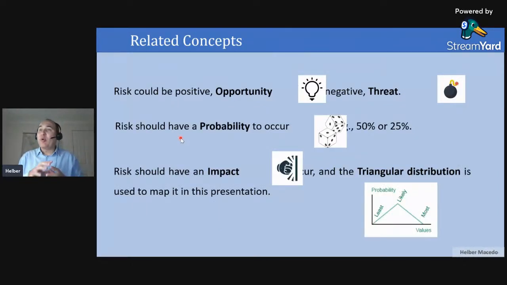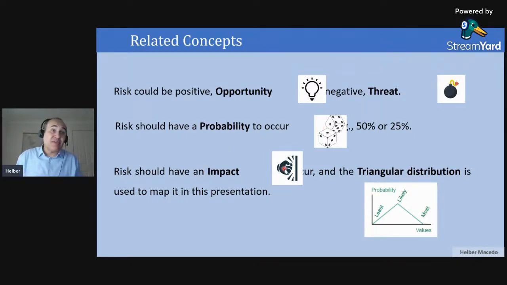And here some concepts correlate with risk, okay? So like I said, risk could be an opportunity, so positive or negative, like a threat. And risk should have a probability. So when one risk is defined and measured, you need to say, okay, this is an opportunity, this is negative, and what's the probability that the risk occurs? Could be 20%, 50%. So we need to define what is the probability that the risk can occur, because like I said, it could happen or not.